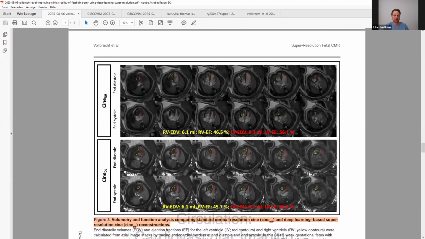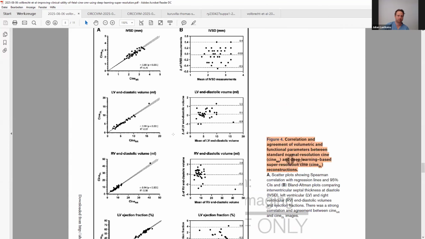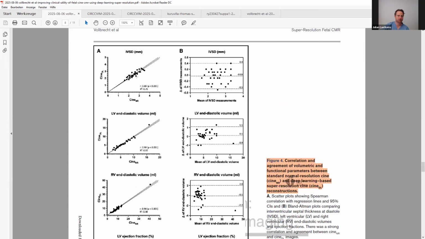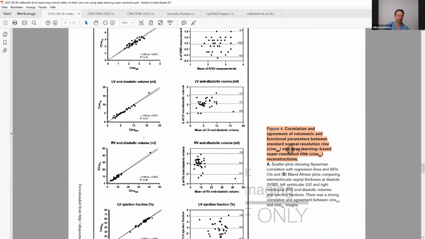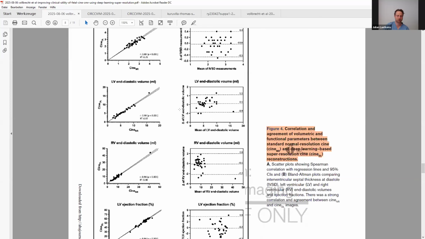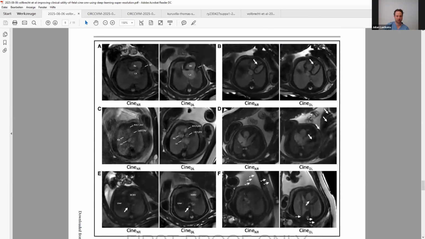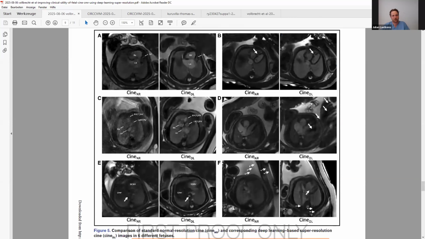And here's an image example of the volumetry and functional analysis, where we did not observe any differences between the two Cine stacks. And this is another figure where we can see that there's a good correlation between some quantitative metrics and that there is actually no bias in these Bland-Altman plots. And this is also a figure with some imaging examples.